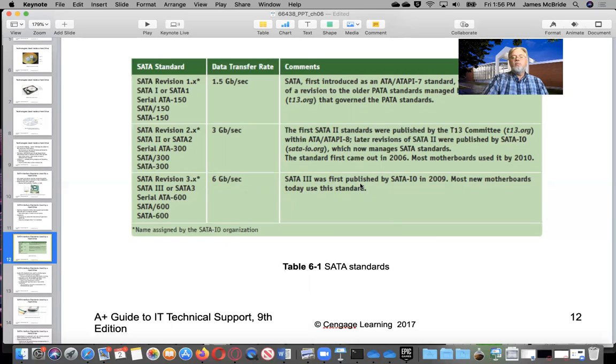So SATA 3 was first published by SATA-IO in 2009. Most new motherboards today use this standard. Yeah, stop reading it and say what it is.